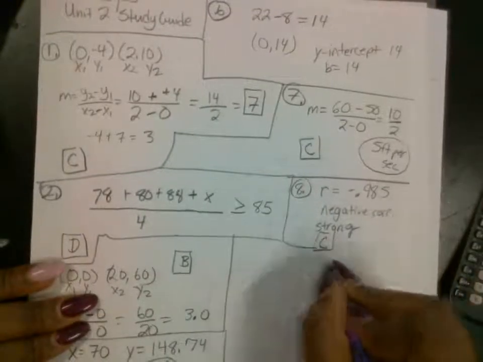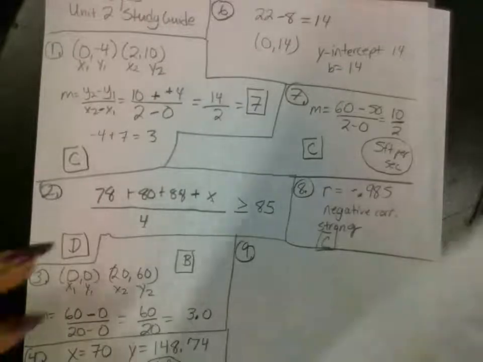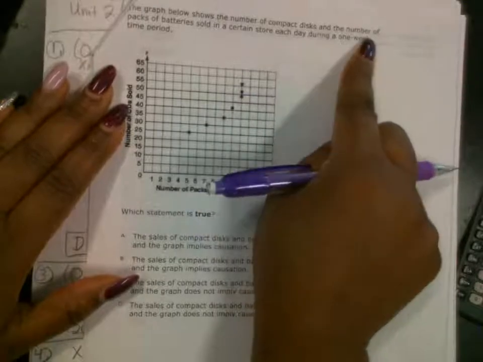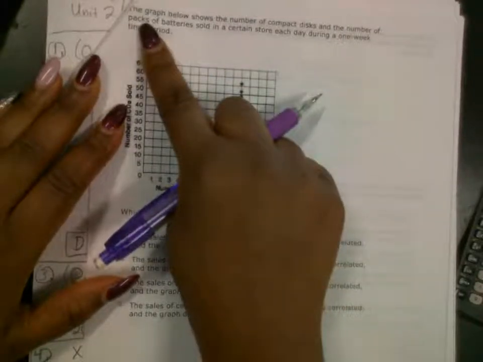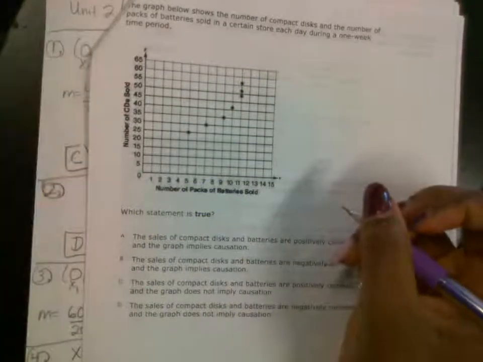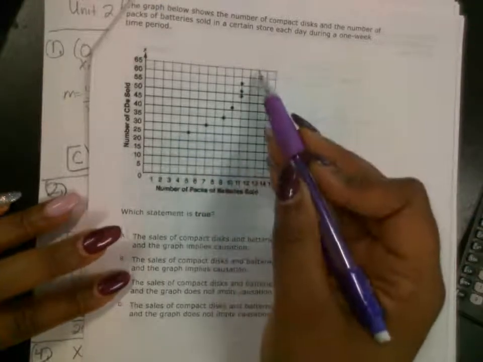So I'm going to put C there and move on to number 9. Number 9 says the graph below shows the number of compact discs and the number of packs of batteries sold in a certain store each day during a 1 week period. Notice how it's going up. It's curving up.